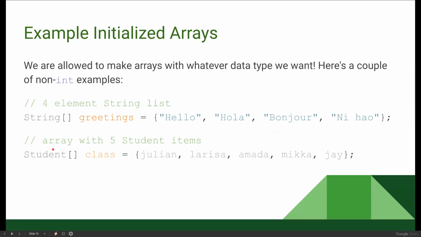And we actually can make arrays of whatever type we want. So even if I have a student class that I have implemented, I can make an array of students, and I can initialize it using those student objects that I have created. So I would have a student Julian, student Larissa, etc. Each of these would be an object of the student class, and we can have an array of those objects.